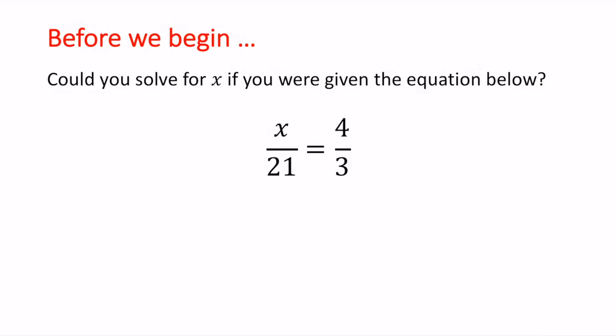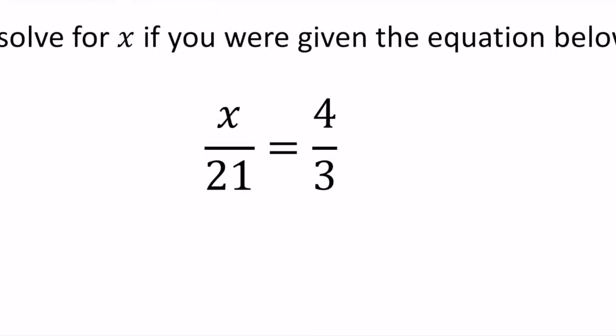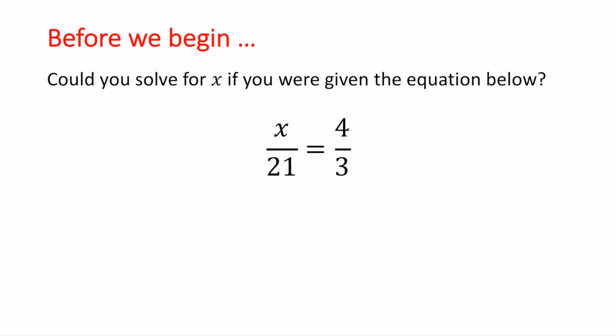Some of you may say, well, you told me last week that x is no different than just a placeholder. So I could think of this as some box over 21, some number over 21, equals 4 over 3. And after some thinking, you could probably guess these are just equivalent fractions. If I can figure out what number would go on top to make these equivalent fractions, then I've solved the problem.